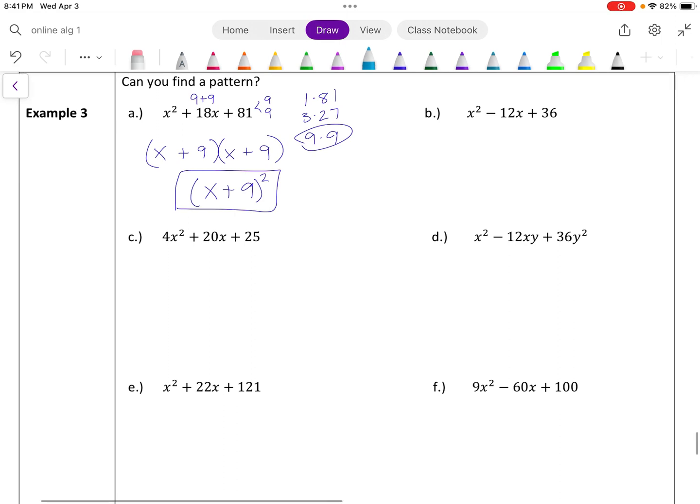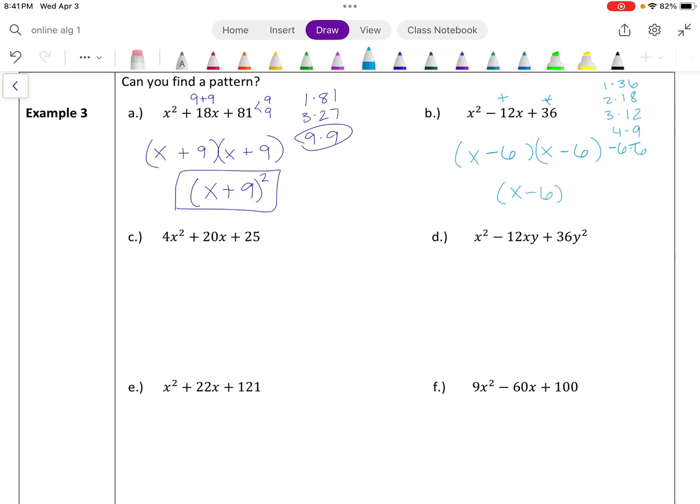Let's do letter B. X squared minus 12x plus 36. 36 is a perfect square, everybody. So again, lots of things multiply to be 36. If I was going to do my typical guess and check method, that would be perfect. I would still end up where I needed to be. I wanted to add to be negative 12. I know 6 and 6, or negative 6 and negative 6 would be negative 12. So x minus 6 times x minus 6 multiplies to be 36 and adds to be negative 12.